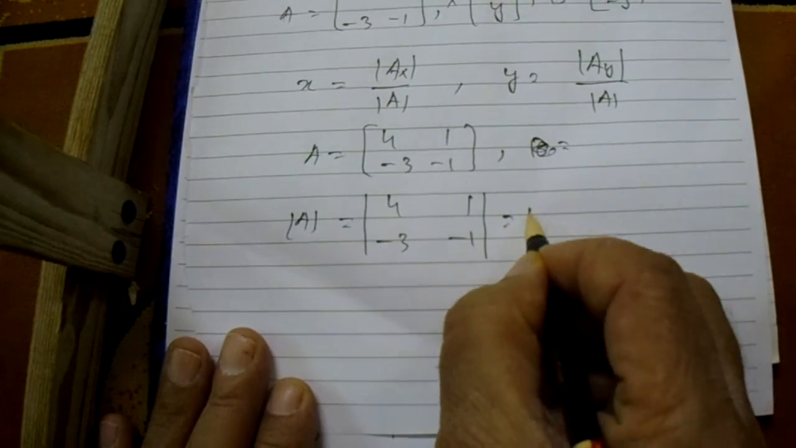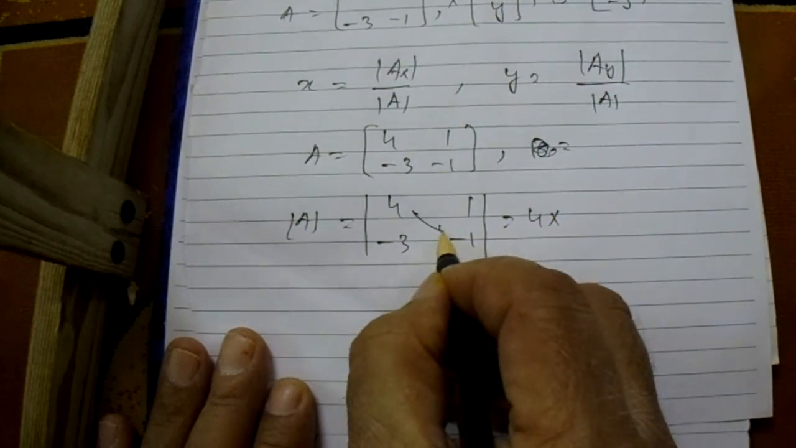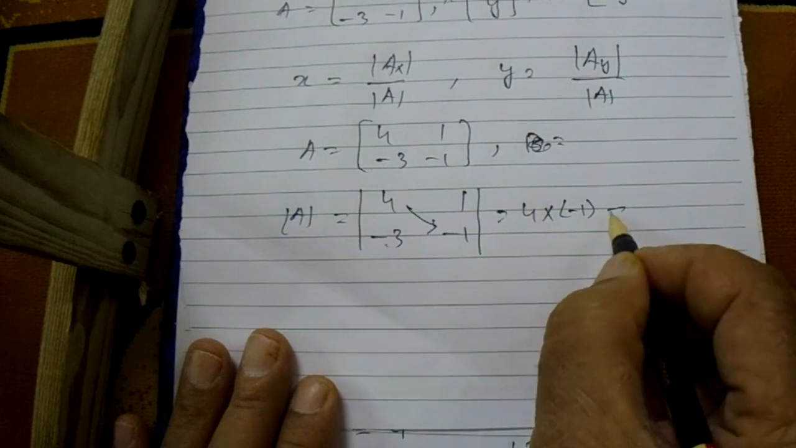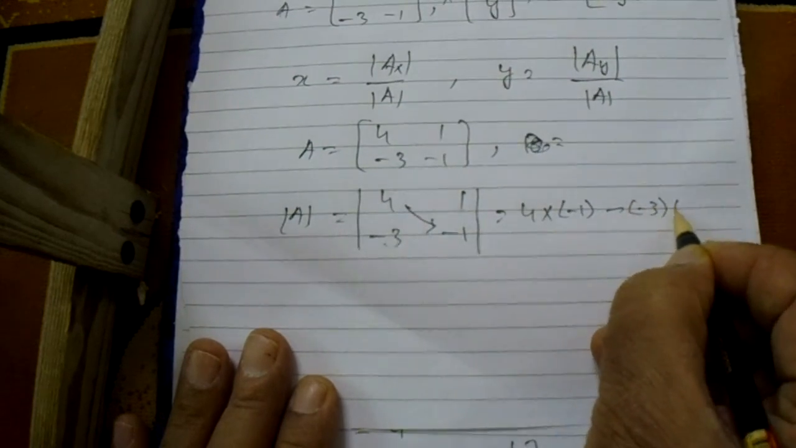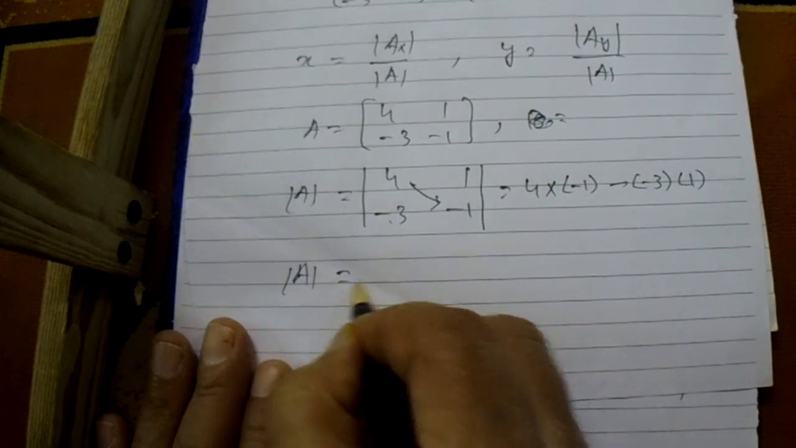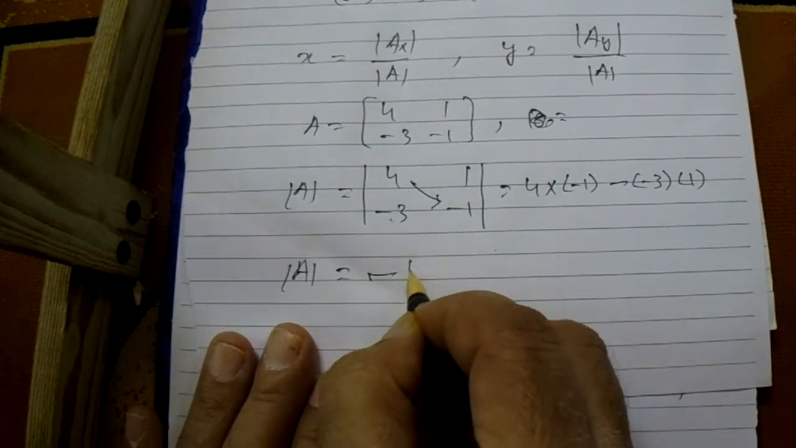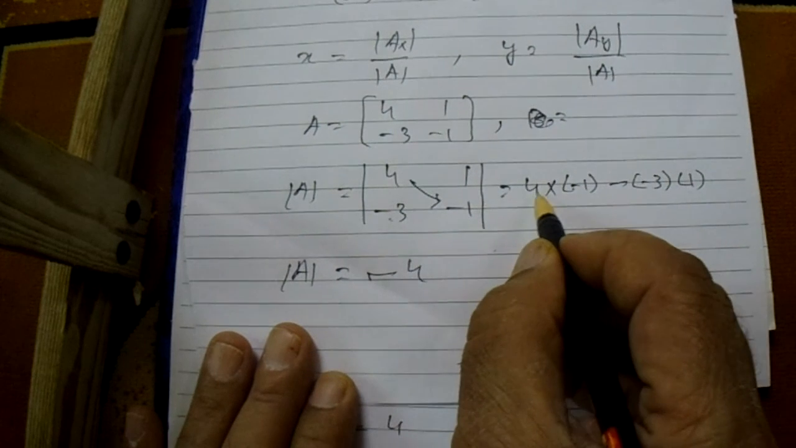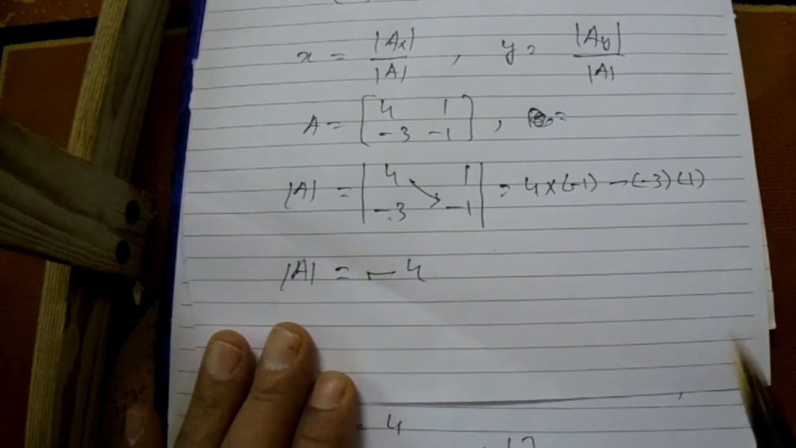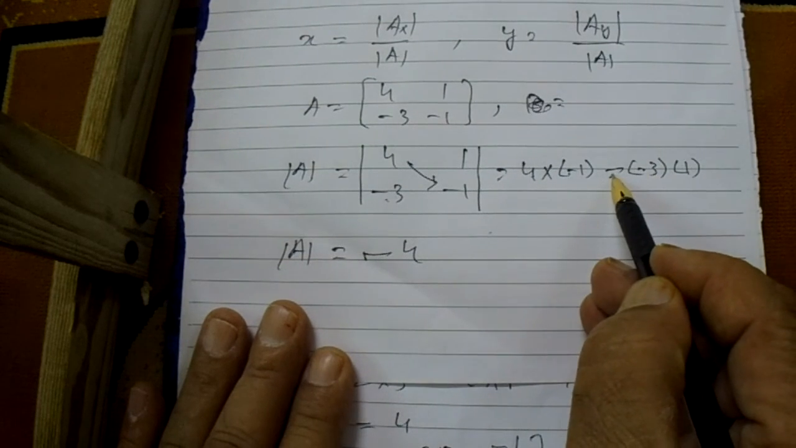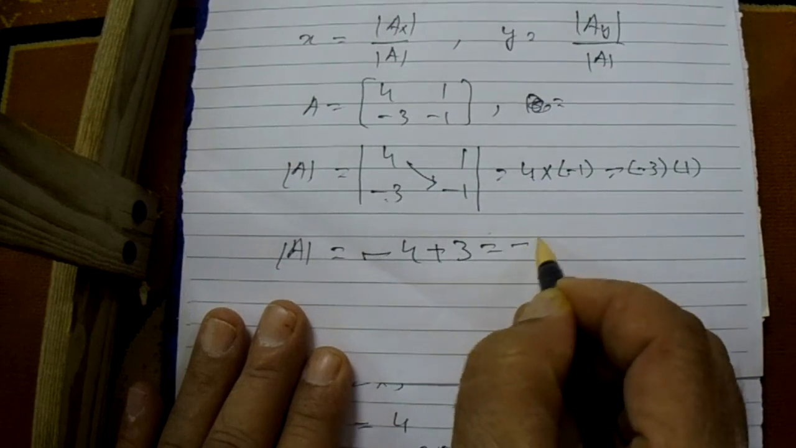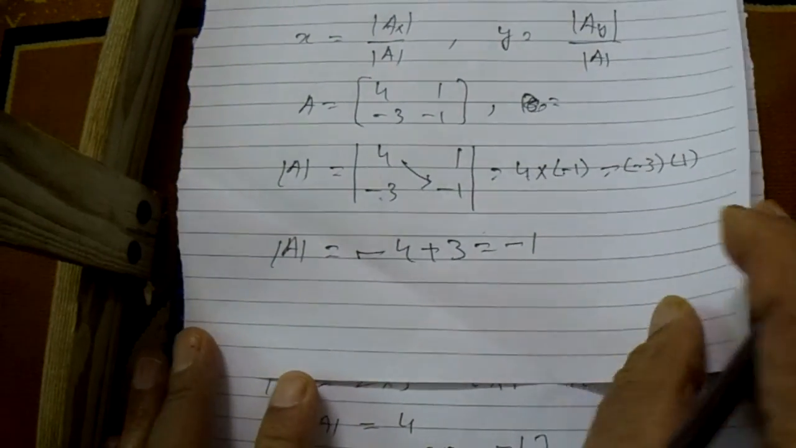Now 4 multiplied by minus 1, and minus 3 multiplied by 1. Determinant A is equal to minus 4, and this minus will multiply this minus, we get plus, and plus 3 is equal to minus 1. Determinant A is equal to minus 1.